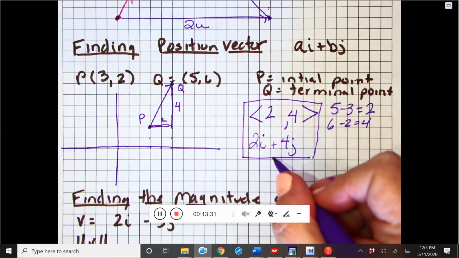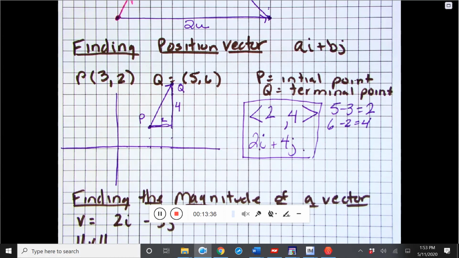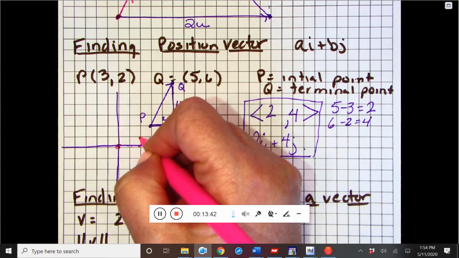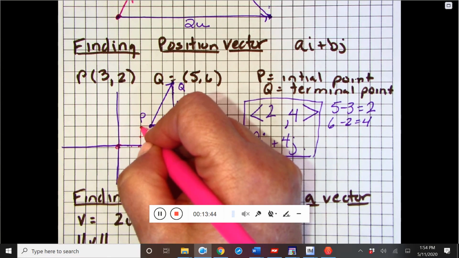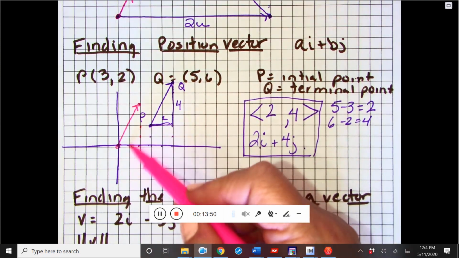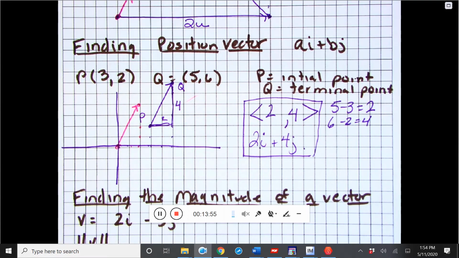Now, let me show you the vector 2, 4. Let me graph that. It means I go 2 units, so if I start at the origin, 2 units and then 4 units. 1, 2, 3. Okay, this pink vector here and this purple vector here are the same vector. They have the same length, they have the same direction. They're just in a different position on the coordinate plane, but that doesn't make them different vectors. They are the same vector.